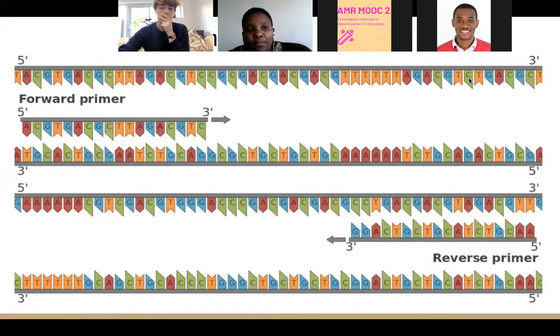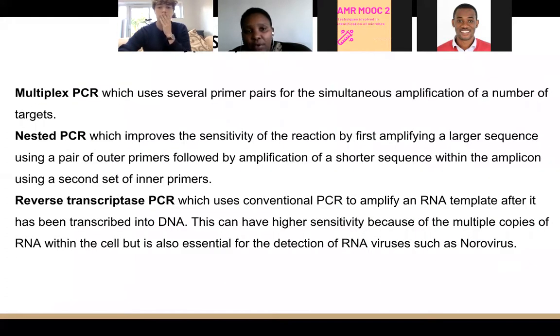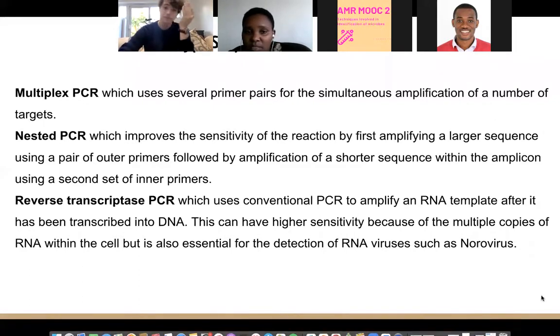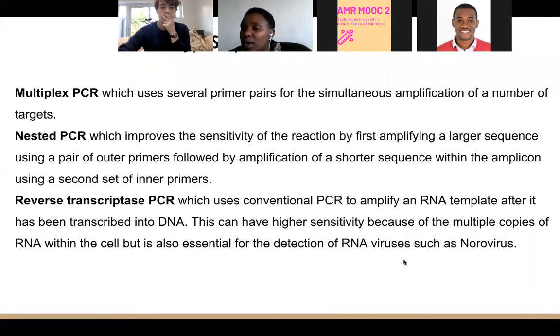Then after getting the primers of interest, it means that you can go ahead and amplify your sequence of interest from a pool of extracted DNA or RNA samples. So we have different types of PCR. We have the multiplex. Here we use more than one pair of primers.